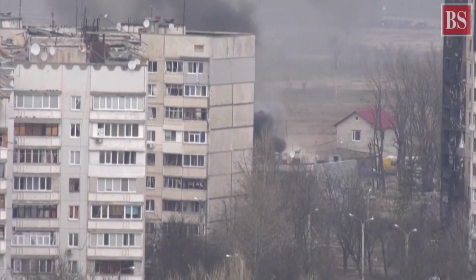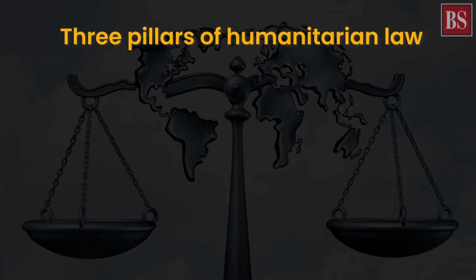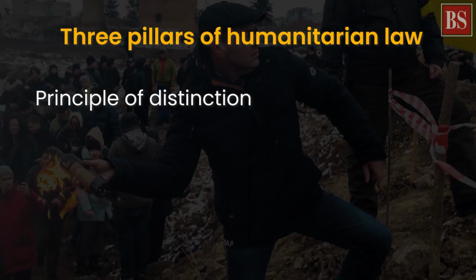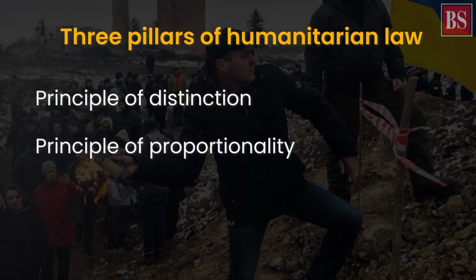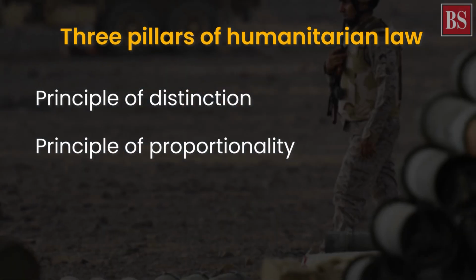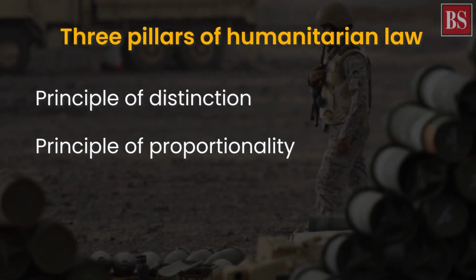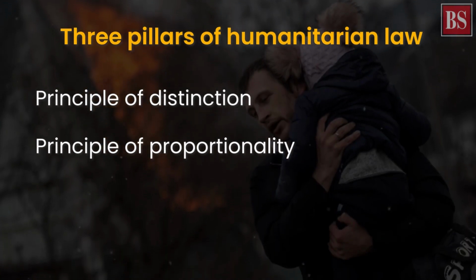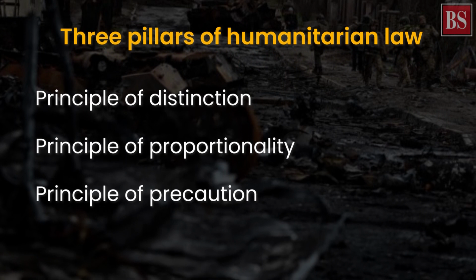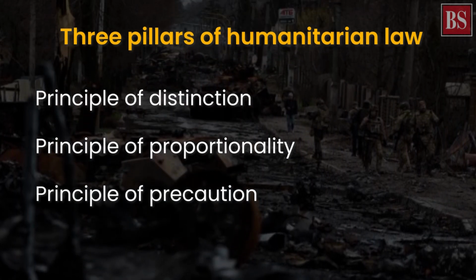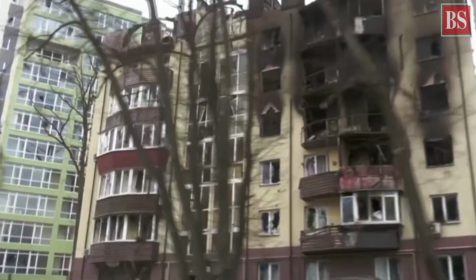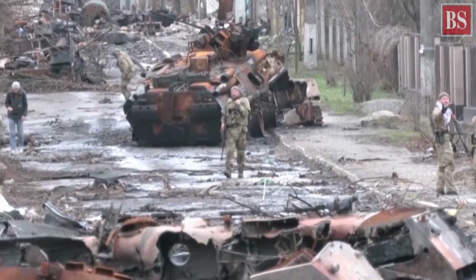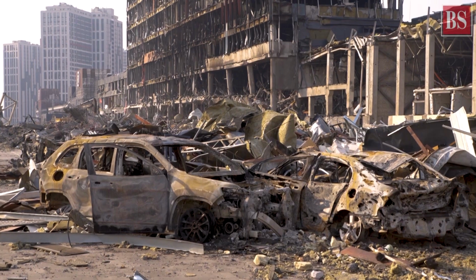There are three main pillars of humanitarian law. First is the principle of distinction, which requires distinguishing between civilians and combatants. Second is the principle of proportionality, which prohibits military actions that would cause incidental loss of civilian life that would be excessive when compared to the military advantage gained. And third is the principle of precaution, under which the parties to a conflict must avoid or minimize harm to civilians. If any one or all of these principles are not adhered to, it could be said that a war crime has occurred.